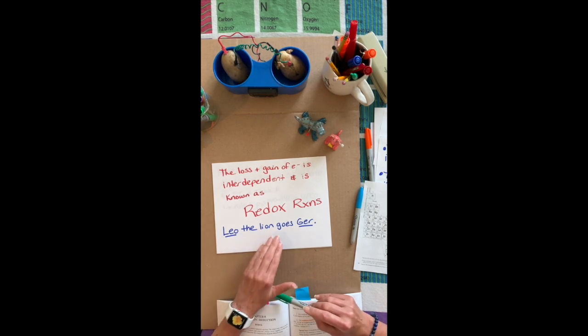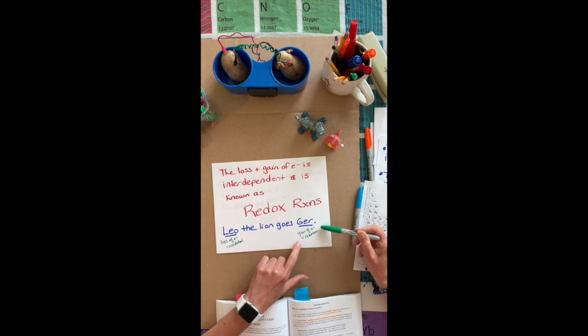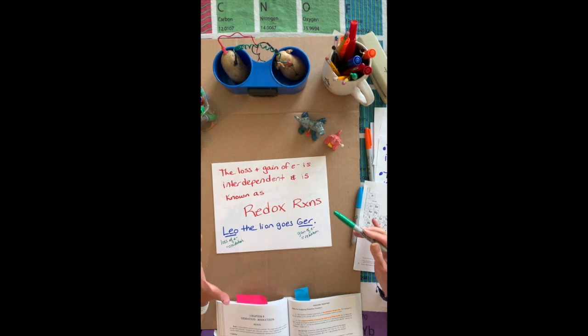To explain what redox reactions are, we have a sentence here. It's Leo the lion goes grr. Leo refers to the loss of electrons is oxidation, and grr refers to the gain of electrons is reduction. So, one species, one atom will lose an electron, and one atom is there to gain that electron.